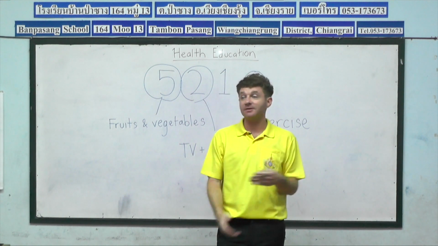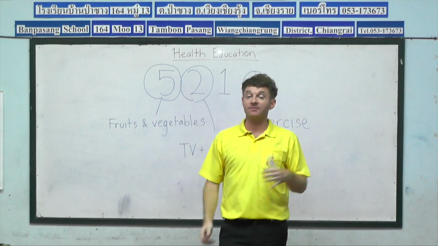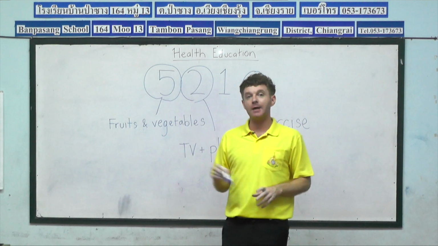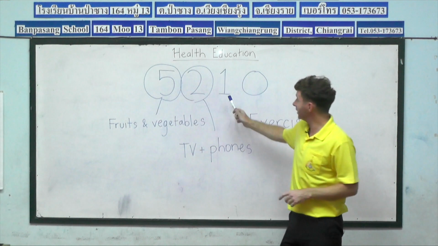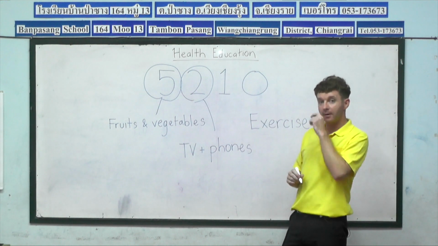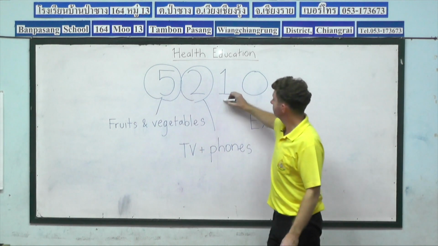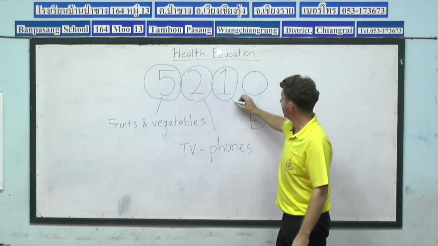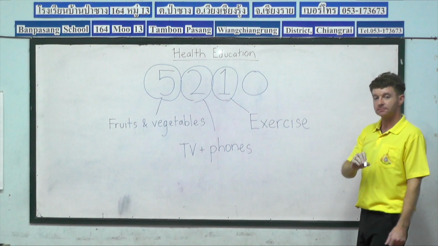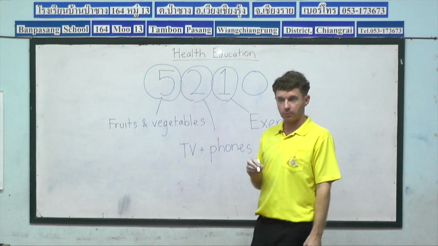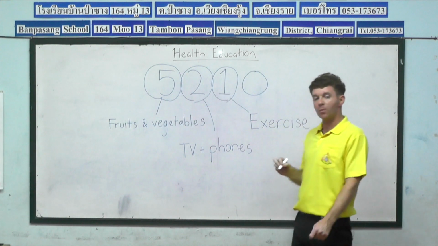If we can spend 1 hour per day, every day, exercising. Now, exercising can be walking. Exercising can be jogging or cycling. There's many different types of exercise. But if we can spend 1 hour per day exercising, we will be healthier. So the 1 is for exercise. And finally, what's our last digit? 0. Can anybody remember what 0 stands for?